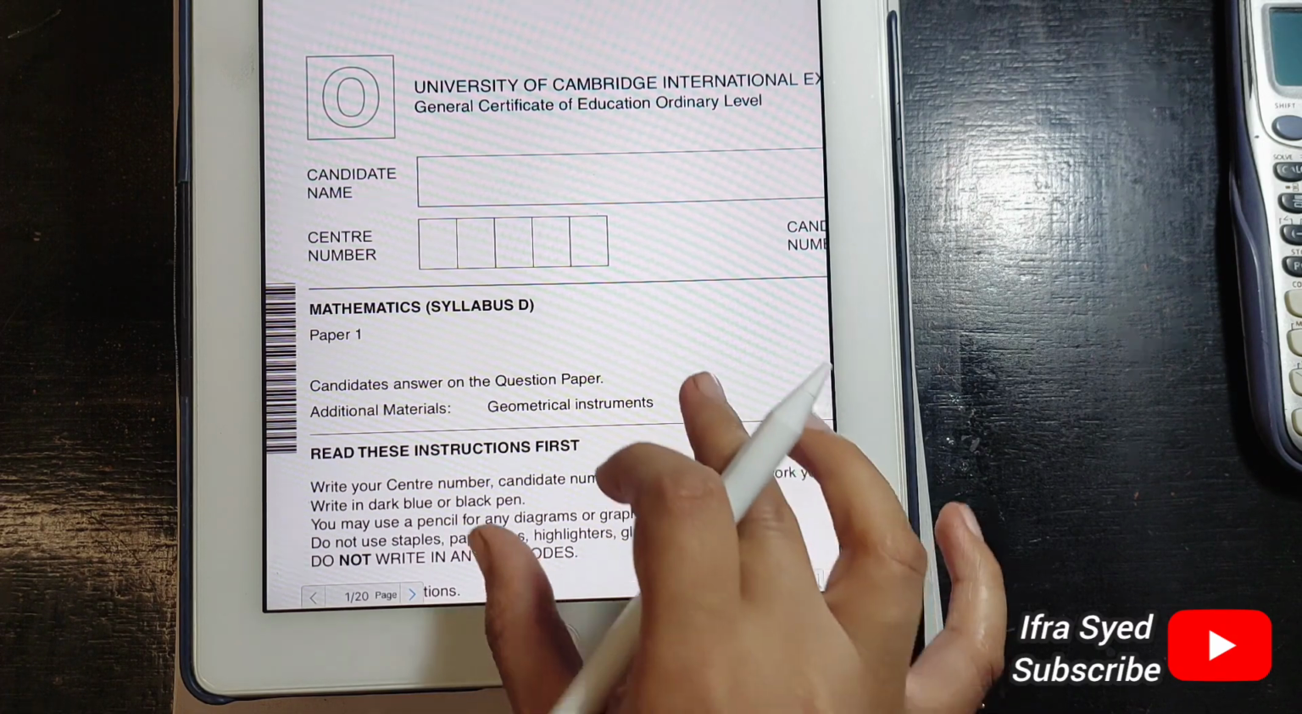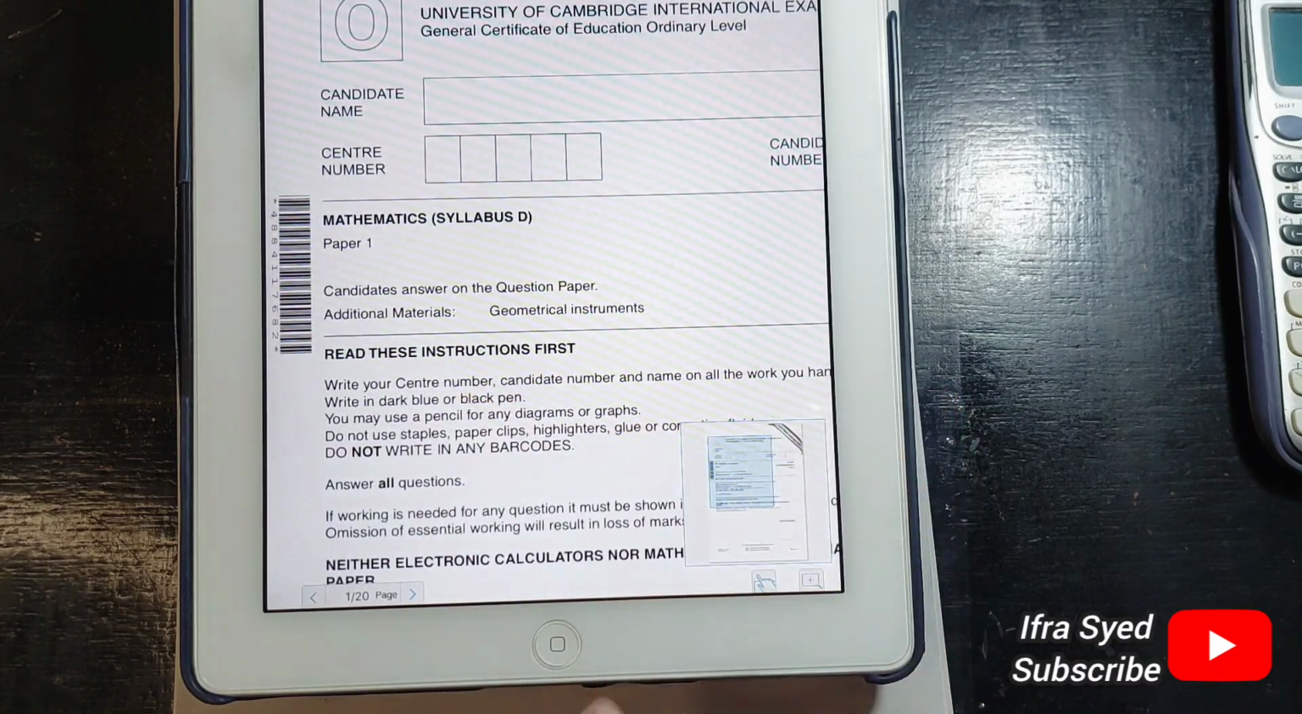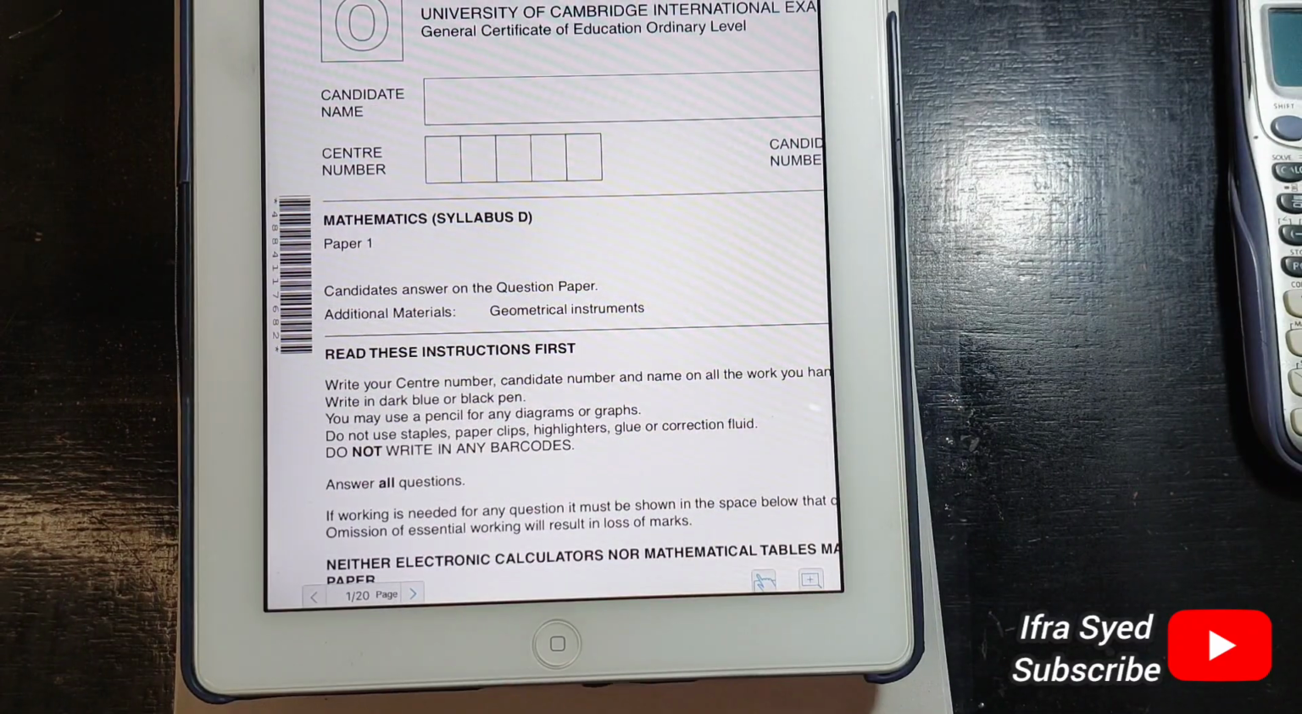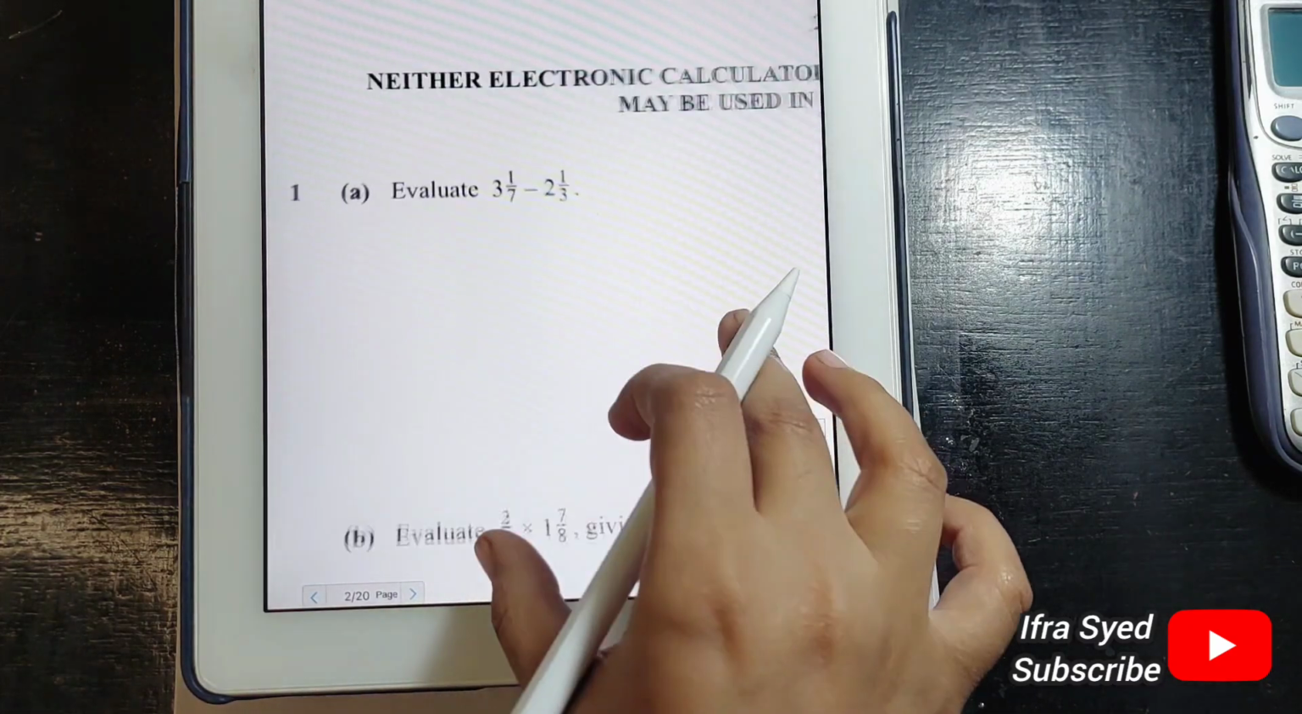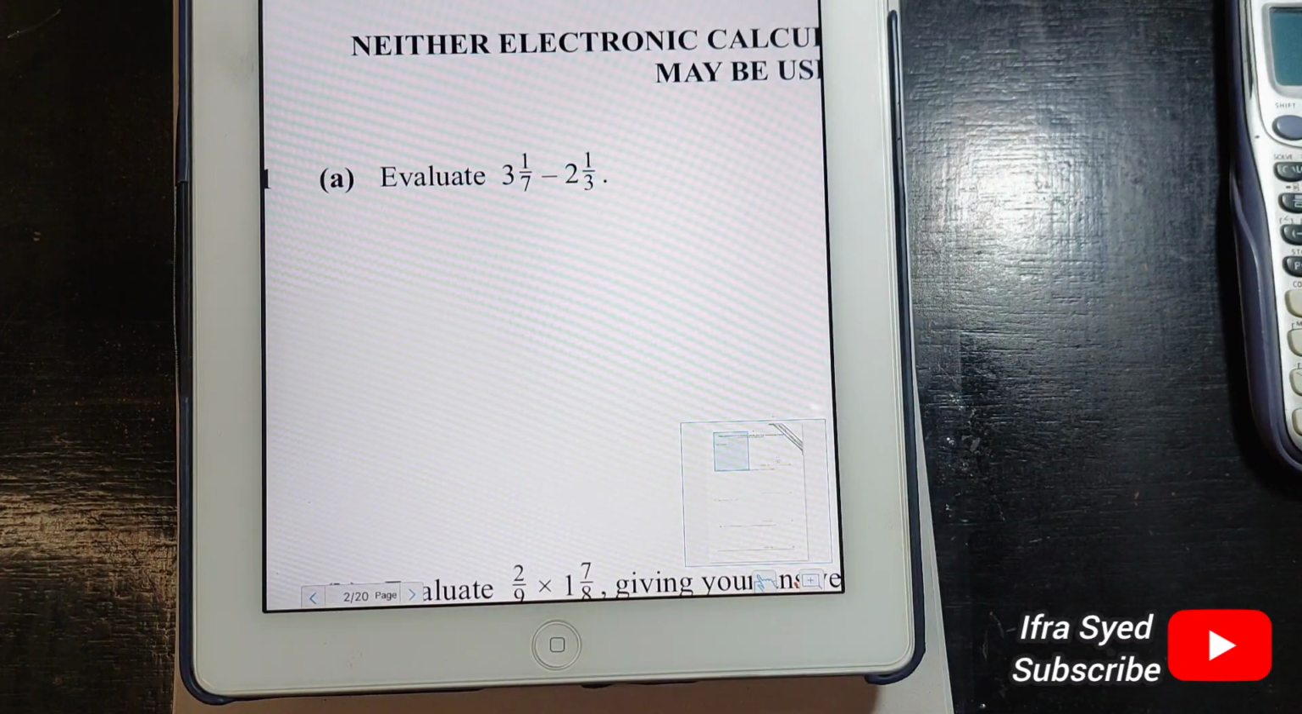So let's start our paper number 1, and in paper number 1 we are not allowed to use calculator. So let's start it. Its first question is evaluate 3 whole 1 by 7 minus 2 whole 1 by 3.